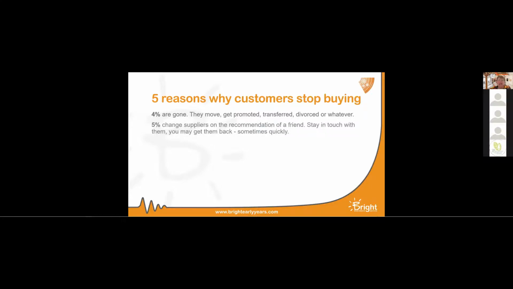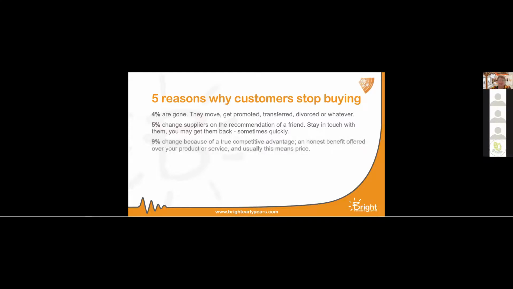5% change because a friend says, oh, try this, it's much better. With those sorts of people, keeping them in touch with you. Obviously, most of our families only have a short life cycle, sort of a 4-year life cycle. That said, we do keep in touch with people, and we've got people back as after school children, sometimes when we've kept in touch with them from nursery.